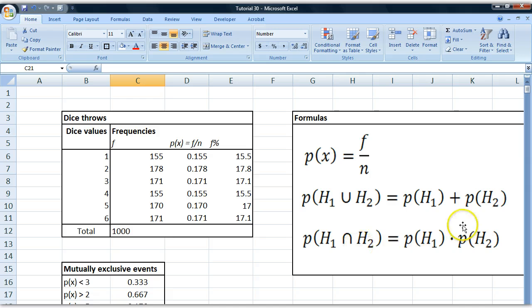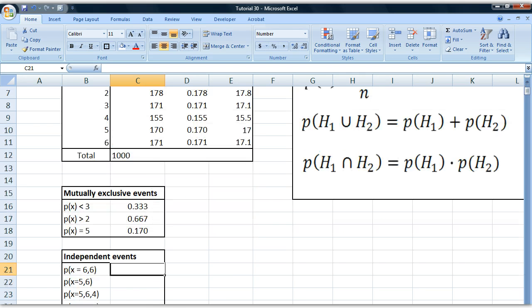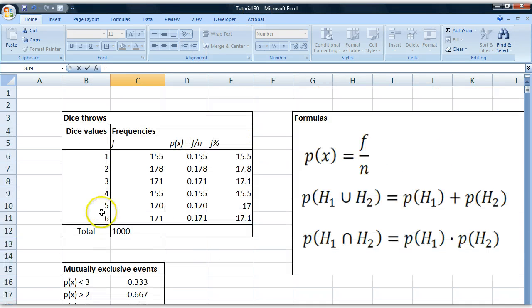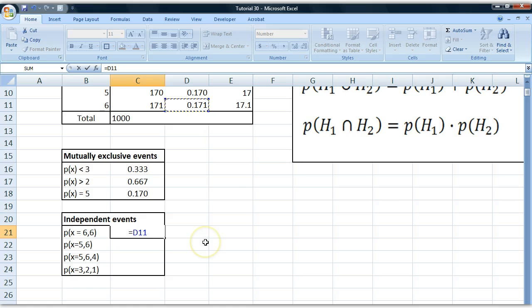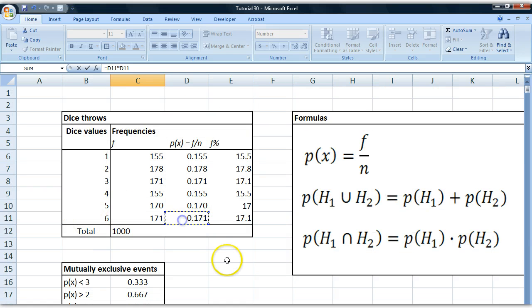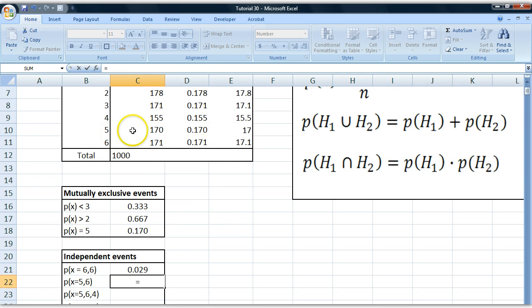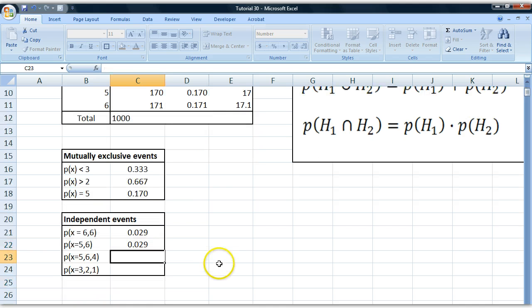And then we're going to use this formula. So you multiply the probabilities together. We have several throws of the dice. So what's the chance of throwing the dice twice and getting two 6s? Well, we multiply the probability in the frequency table of throwing a 6, multiplied by the probability of getting a 6 again, and we get a pretty low probability. But there it is. What's the chance of throwing a 5 and a 6, or a 6 and a 5? In this case, we take the chance of throwing a 5, multiply by the chance of throwing a 6, and we get the same probability.